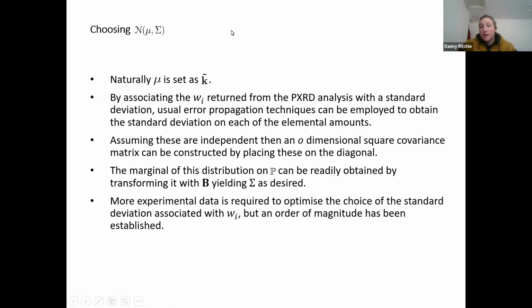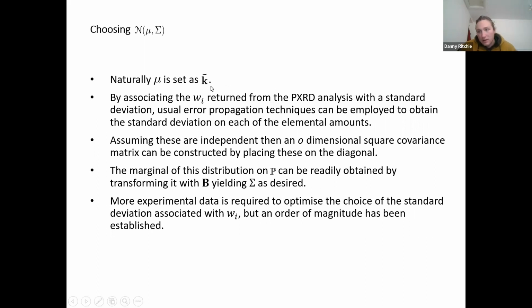And then a quick bit about how I choose the parameters of the multivariate normal distribution. Naturally, mu is set to k tilde, the average composition of known phases that we calculate. For the covariance matrix, we're associating an uncertainty with each of the weight fractions returned from the PXRD analysis. Usual error propagation techniques can be employed to then obtain the standard deviation on each of the elemental amounts.